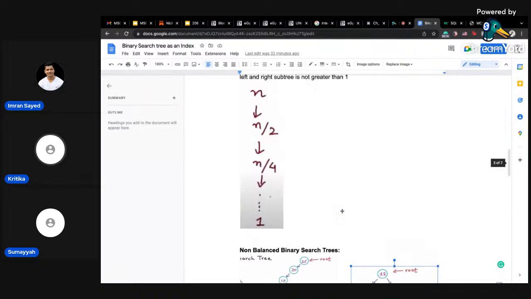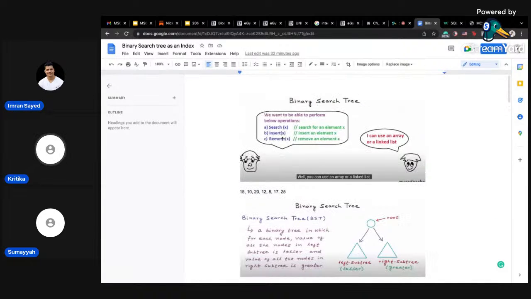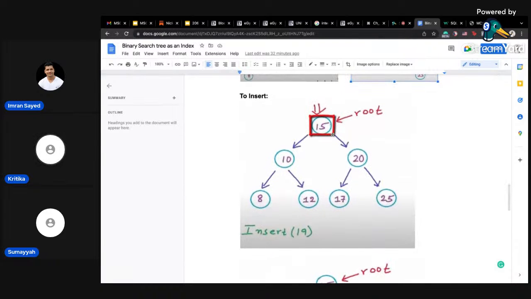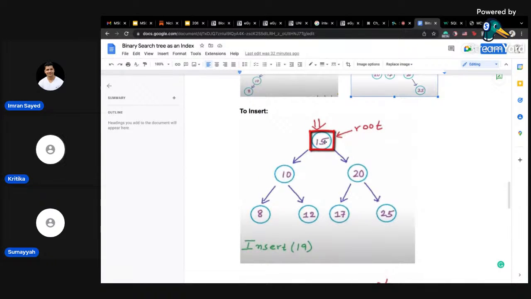The second one that we had here was insert. So let's say you want to insert the number 19. Again, it will start right from here. It will check whether 19 is greater than 15. If yes, it will go to the right. So now you have to insert over here. Again, it will check with 20. Is it greater than 20 or less than that? It's less than that, so 19 will probably come here.